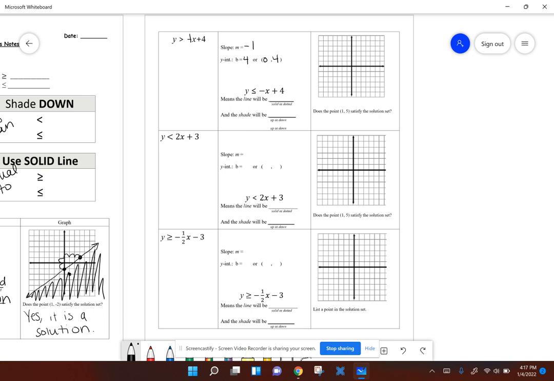The symbol for this problem is greater than, which means that this is going to be a dotted line since it doesn't have the equal to part, and then greater than means it will be shaded above.